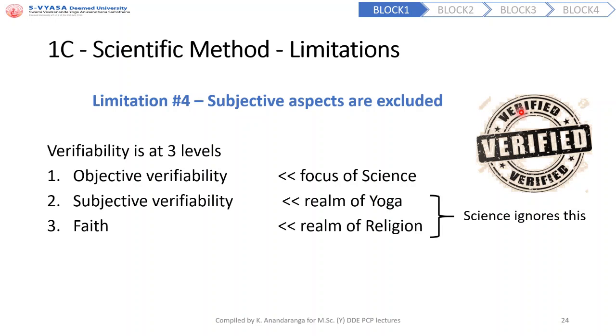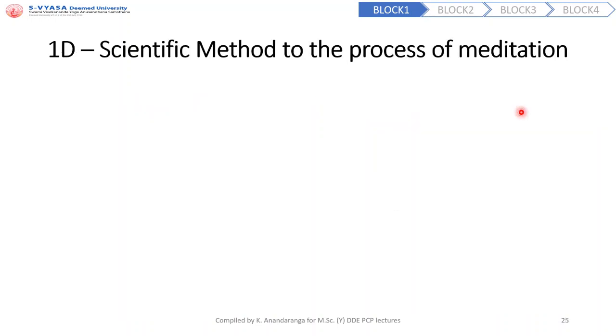So science consciously has taken the stance that it would not take subjective verifiability or any other aspect such as faith. Let's take a moment to look at how the scientific method can be applied to the process of meditation. Just a few seconds ago, I mentioned how your meditative experience and my meditative experience can be subjectively verified. So, if you were to make this as a scientific method, how could we run such an experiment?